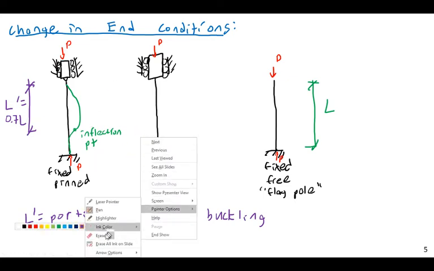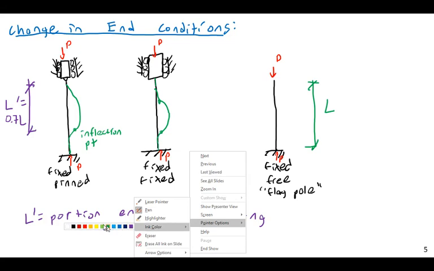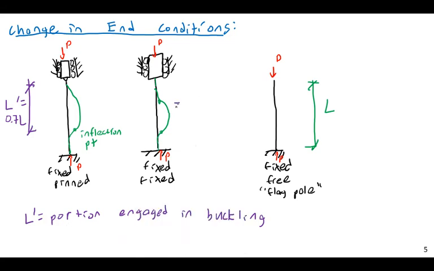Then for the fixed-fixed, you get a curvature like this. It's actually fixed on both ends. So we get something kind of like this, with two inflection points, here and here. And the unbraced length is only the portion between the inflection points. The effective unbraced length, L prime here, is 0.5L.